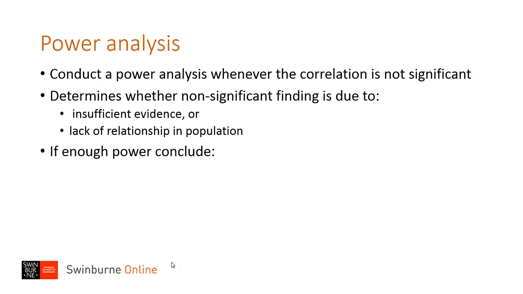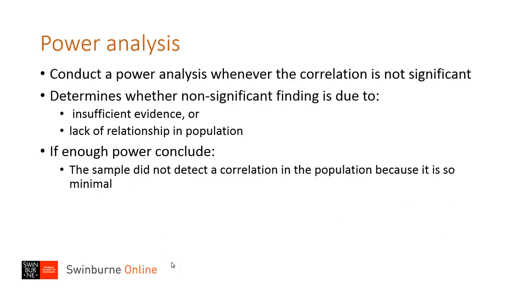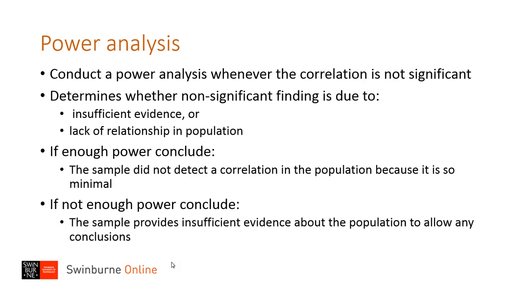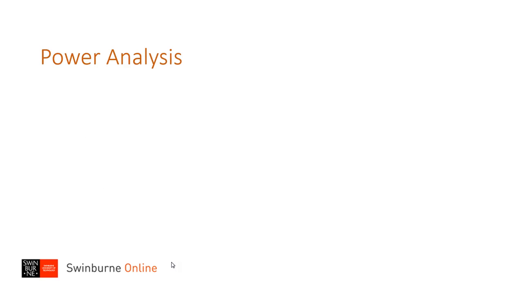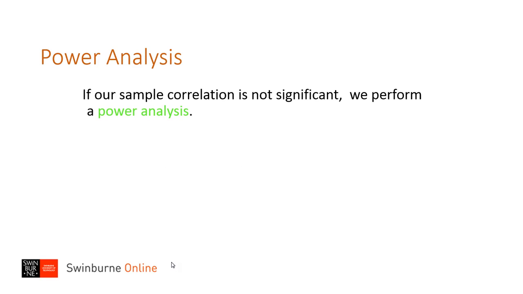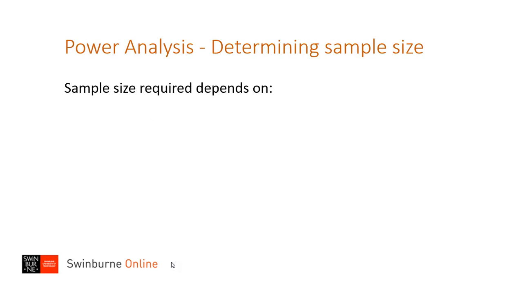If your power analysis shows that there is sufficient power, we can conclude that the sample did not detect a correlation in the population because the correlation in the population is very small, negligible, or weak. If our power analysis shows that there is insufficient power, we can conclude that the sample provides insufficient evidence about the population to allow any conclusions, just as you learnt last year. So, whenever the sample correlation is not significant, we perform our power analysis.